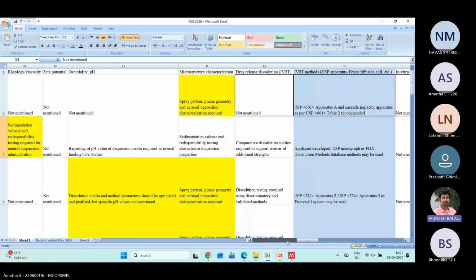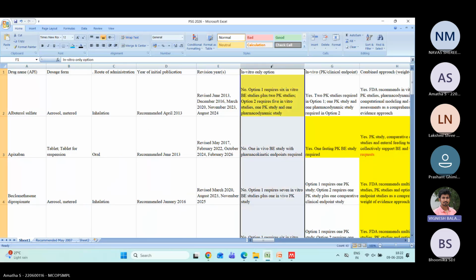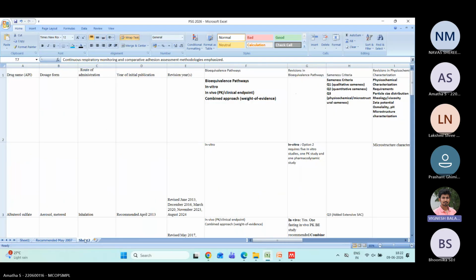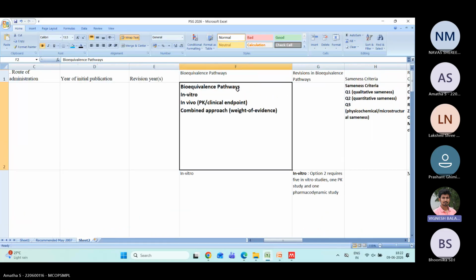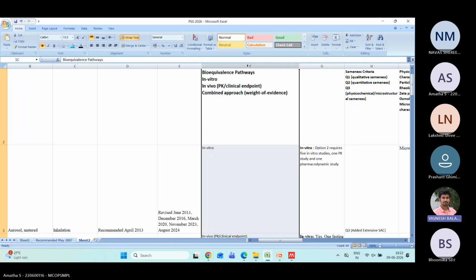So here also, same as what I showed before, we have to do thematic analysis. We have to club some classes of product, like in vitro, in vivo, combined weight of evidence. All this will come under bioequivalence study. So here I have done that. This is my thematic analysis Excel sheet. The first characterization will be the same: drug name, drug dosage, route of administration, year of publishing, revised year, everything will be the same. But from F column, my thematic analysis has started.